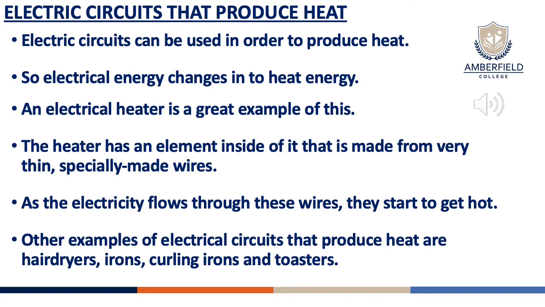The heater has an element inside of it that is made from very thin, specially made wires. So that is the element that heats us up. As the electricity flows through these wires, they start to get hot. Other examples of electrical circuits that produce heat are hair dryers, irons, curling irons, and even toasters. Can you think of any more circuits around you that produce heat or maybe even sound energy? I want you to take a moment and write down 2 other things that create a sound using a circuit and 2 other things that create heat using an electrical circuit.